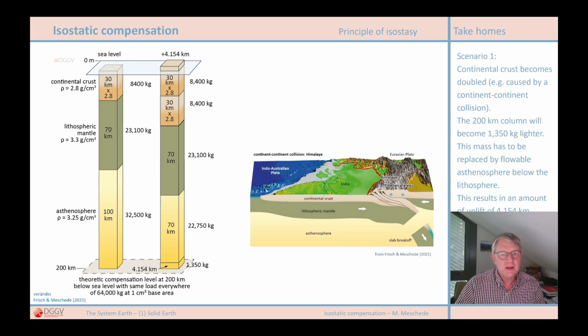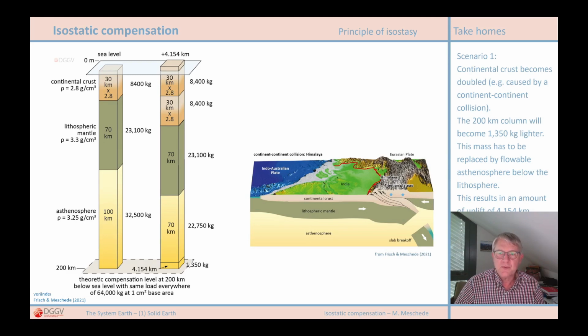So now we have continental crust on top twice, and as a result, the sum of the 200 kilometer long column changes. It becomes lighter because the crust has a lower density than the asthenosphere. With a total length of 200 kilometers, the column is now missing 1,350 kilograms. And this missing mass must be compensated by the flowable asthenosphere.